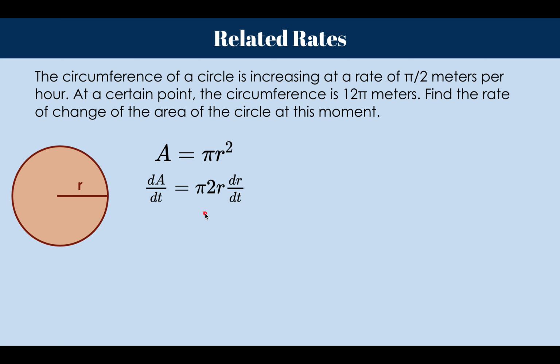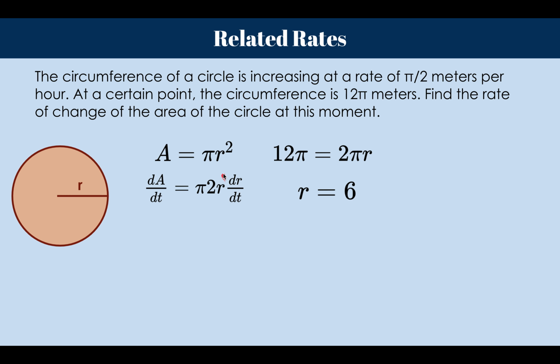So this is the value that we're trying to find, the rate of change of area with respect to time. And in this function, we don't know right now the value of r and the value of dr/dt. So if we find these two values, we can find the rate of change of area. So let's first find r. We know that circumference is 2 pi r, and we're given that the circumference is 12 pi meters. So writing this equation and solving for r, we see that r equals 6.